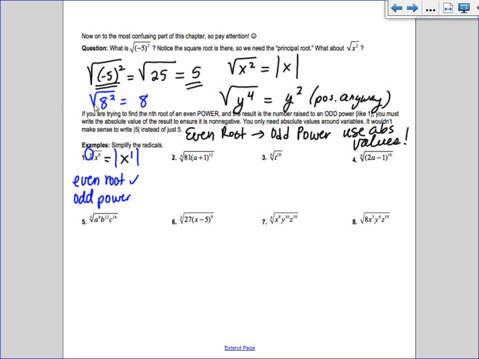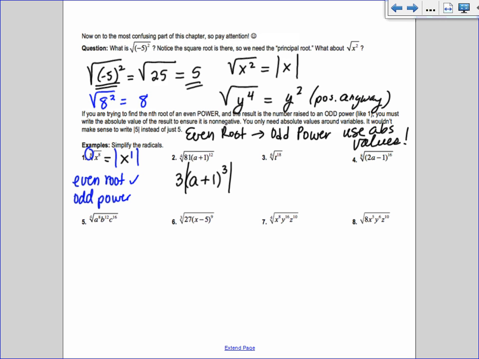All right, so this next one, 4th root of 81. 3, right? 9 times 9, 3 times 3, times 3 times 3. All right, 4th root of a plus 1 to the 12th. A plus 1 to the 3. Did you have an even root at the beginning? Yeah, it was the 4th root. Did you end up with something raised to the odd power? Yes. So you put absolute values around the thing that was raised to the 3.